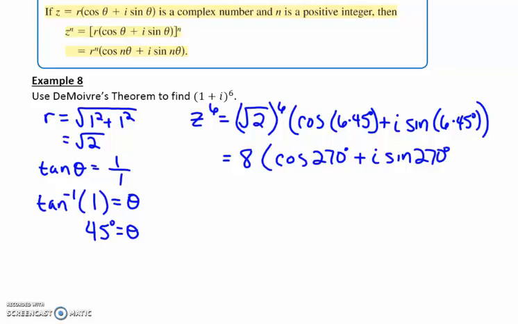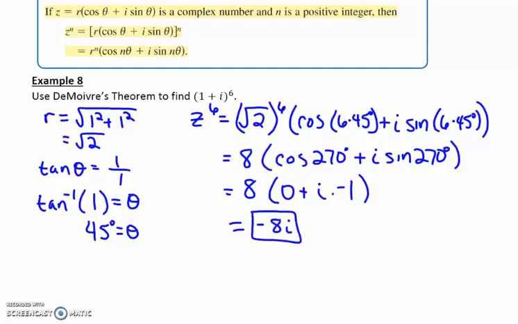And so we've got 8 times cosine of 270, which is 0, plus i times the sine of 270, which is negative 1. Then we distribute the 8. 8 times 0 is 0, and 8 times negative 1i is negative 8i. And so that is a whole lot easier than trying to expand (1 + i) six times.